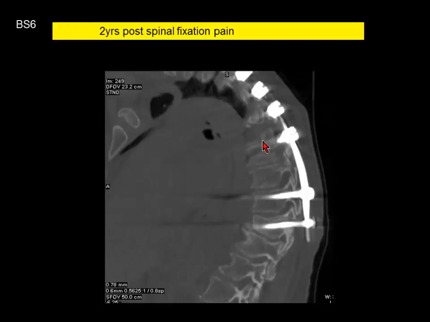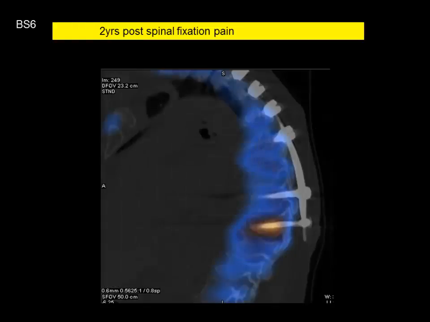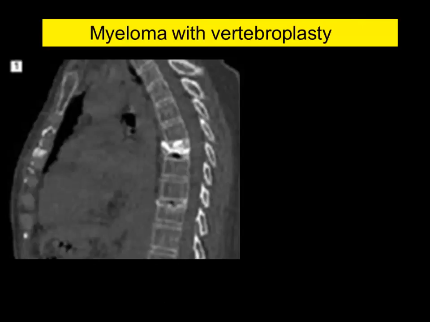Again, looking at and comparing, so you see some lucency there. You don't see much lucency because it depends on the projection of the images, but if you fuse it together, so there is loosening of the screw which is causing pain. So the importance of SPECT CT is immense, and it basically guides the surgeon where to operate and how to manage the patient.